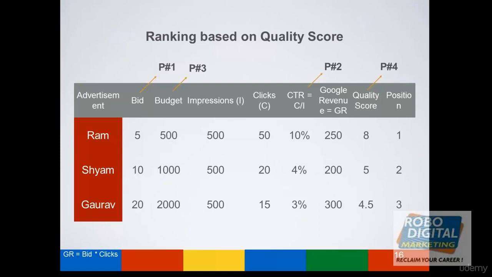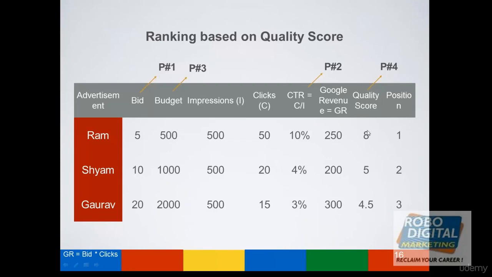By default, if you only look at the bid, it seems that Gaurav should get the first position, but it doesn't happen. If you look at the revenue even, Gaurav should have the first position. Yes or no? Because he is giving 300 rupees as revenue to Google in comparison to 200 rupees by Shyam and 250 by Ram. He is bidding high and giving high returns to Google, but still he is getting the third position because of the quality score.